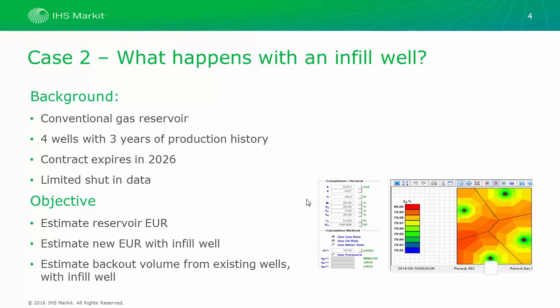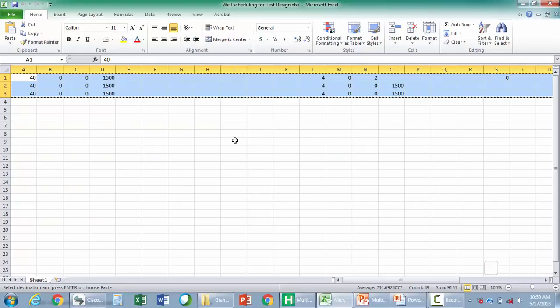The objective of this is we want to come up with an EUR estimate considering the pressure communication between the wells in the reservoir. We want to come up with a new EUR if we were to drill an additional well, an infill well. We also want to try to quantify how much production loss we are going to see at the existing wells if we add a new well. All right, so we're going to get into this right now.